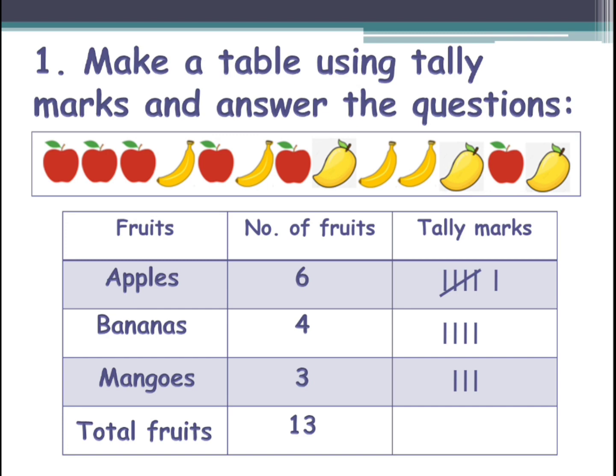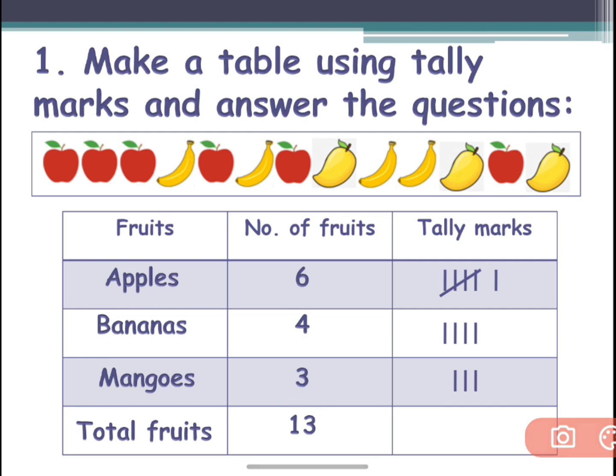And after making the table with the tally marks, there might be questions like, how many apples are there? So you need to go to apples. How many are there? 6. So you'll write the answer as 6. Okay. How many bananas are there? So you'll go to bananas and then write 4. How many mangoes are there? You'll go to mangoes and write 3.